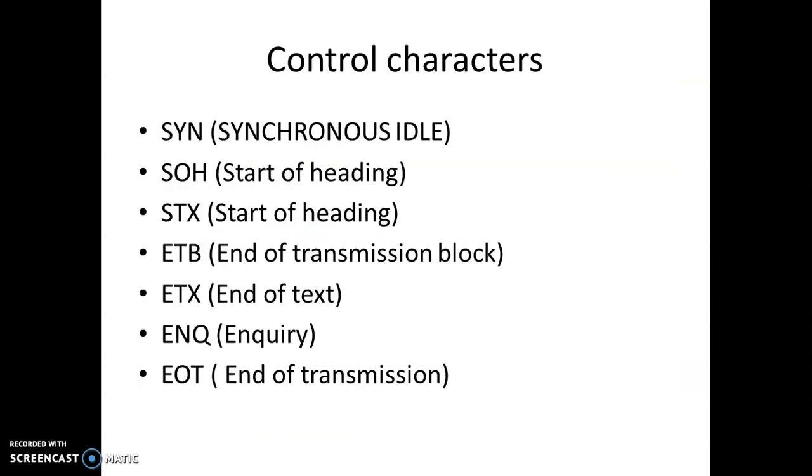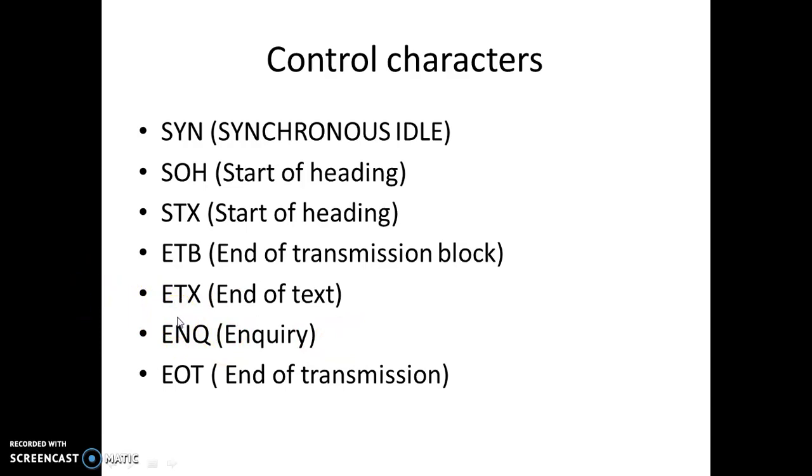So this we have already discussed. Some control characters we have already discussed: sync, start of heading, start of text, ETB, and ETX. Now this inquiry control character is very important, and it has many functions. It is used during the link establishment phase to activate the other end. When one station wants to communicate with another station, it will send an inquiry command to activate the other end.